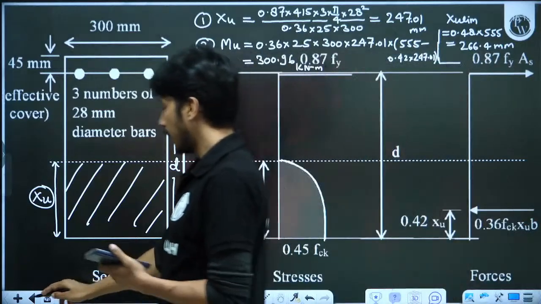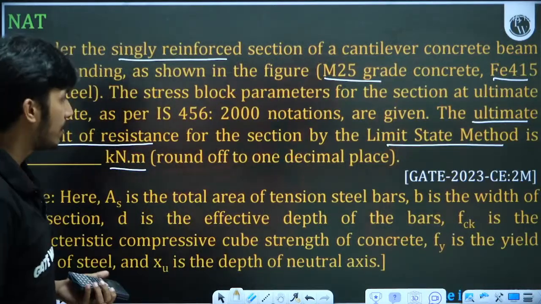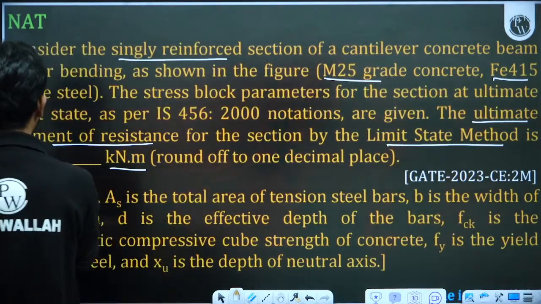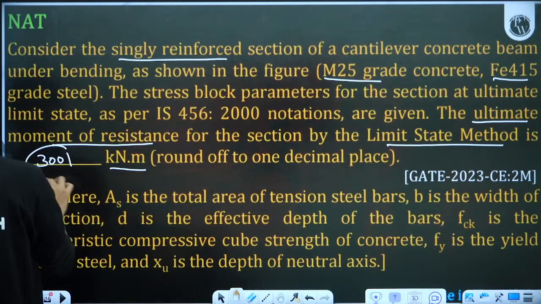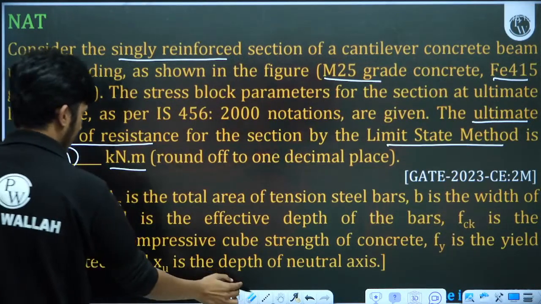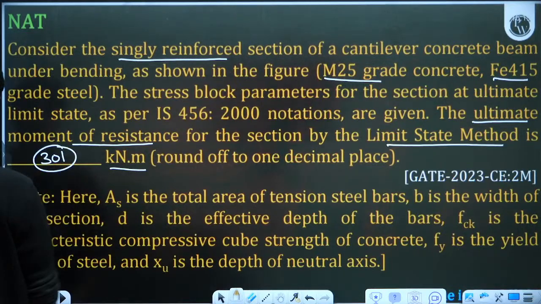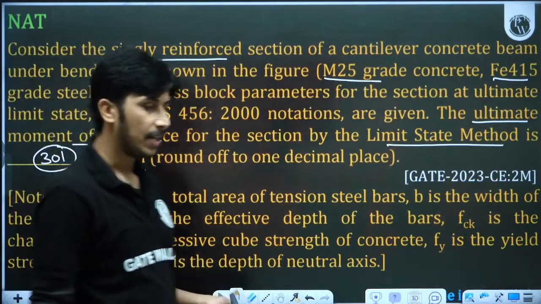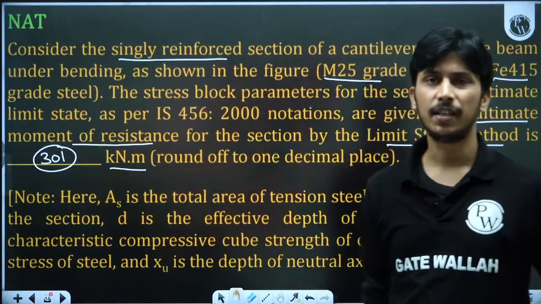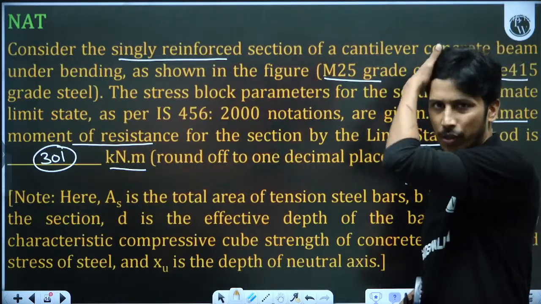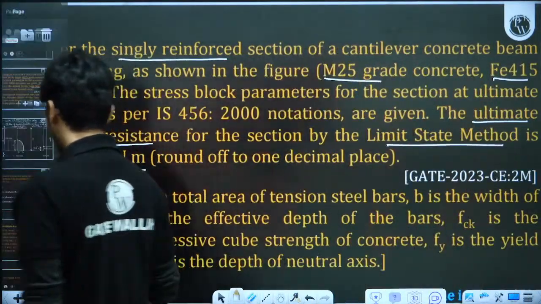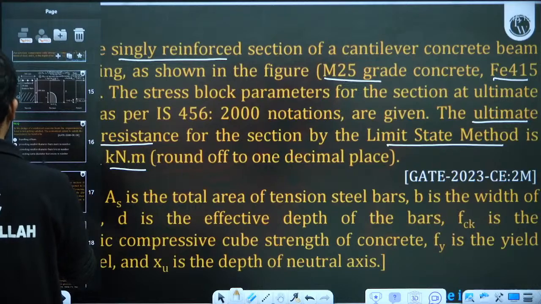Okay. That is why I was saying that you should give the answer in integer. You should not give the answer in decimal places. If somebody has given answer 301, they have taken it correct, because the accepted range, I think, is from 298 to 302. If anybody has given answer 300 or 301, that is considered correct.